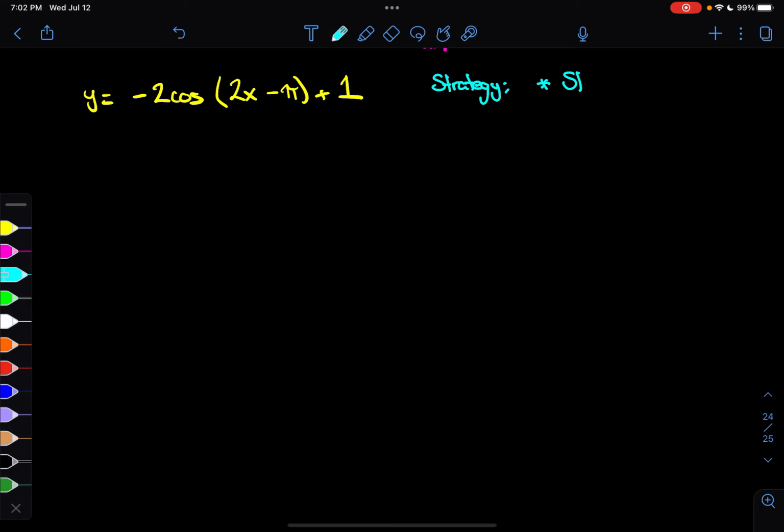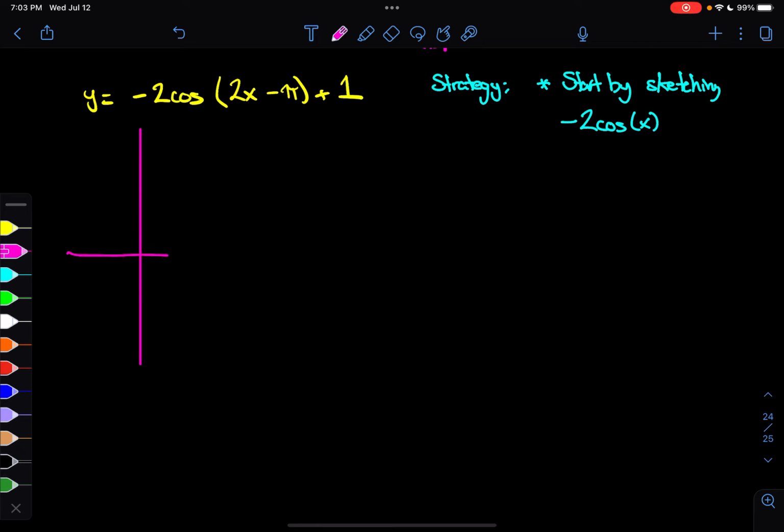let's start by sketching maybe -2 cosine of x, right? So just a regular cosine graph that has a slightly different amplitude. So, here's my first attempt at maybe what this thing might look like.